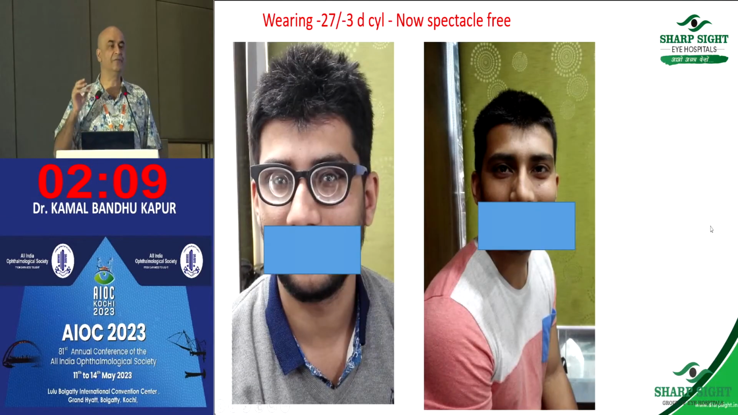So the advantage being, because when you're doing a phakic lens, you have two side ports. One is superior, one is inferior. So you always have an inferior side port.